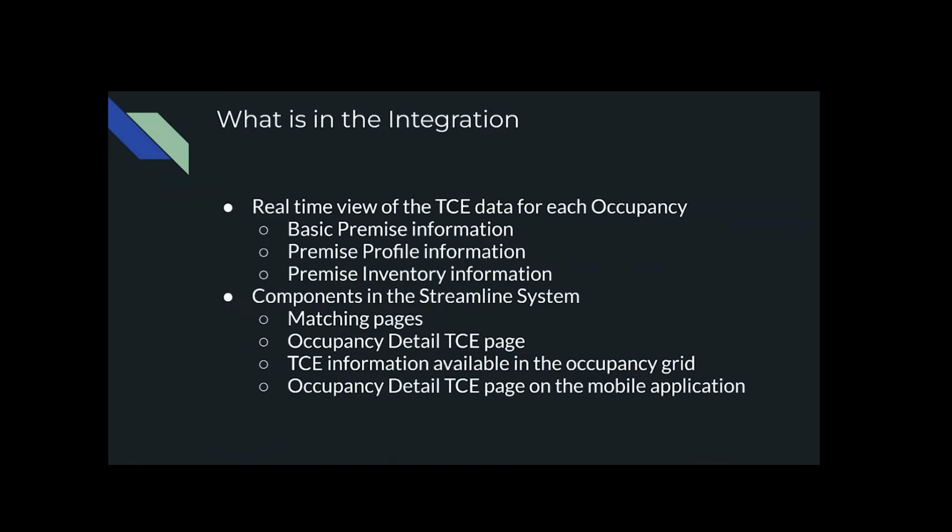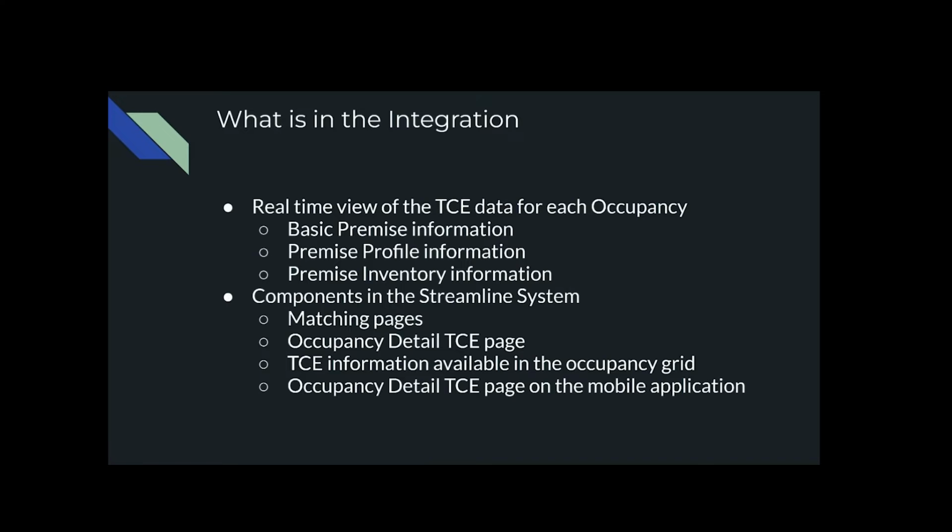The components in Streamline, there is a matching process, and there's a couple matching pages where you're matching a premise to an occupancy. There's the occupancy detail TCE page. That's going to give you the lowdown of an individual occupancy in its detail area. It's going to let you see what premise is matching to it, and the premise profile and premise inventory information to it.